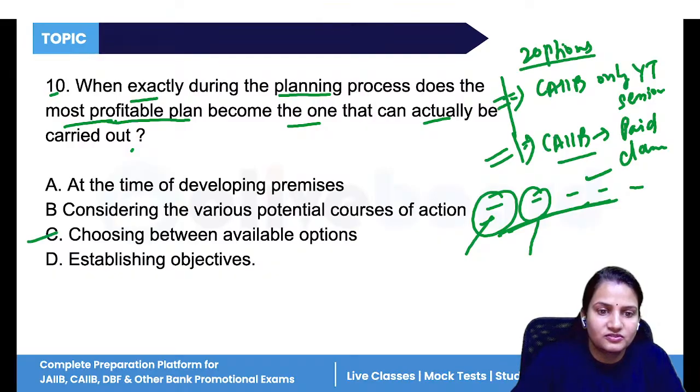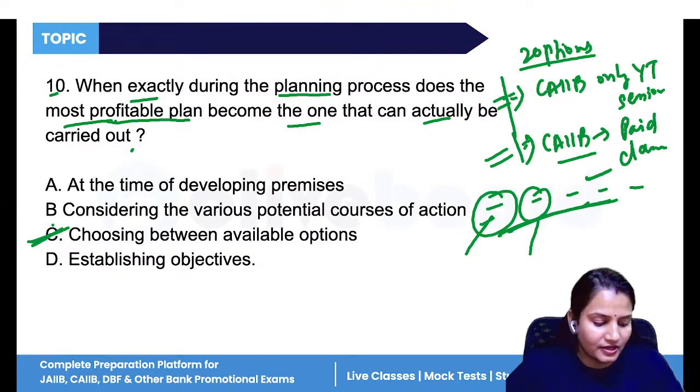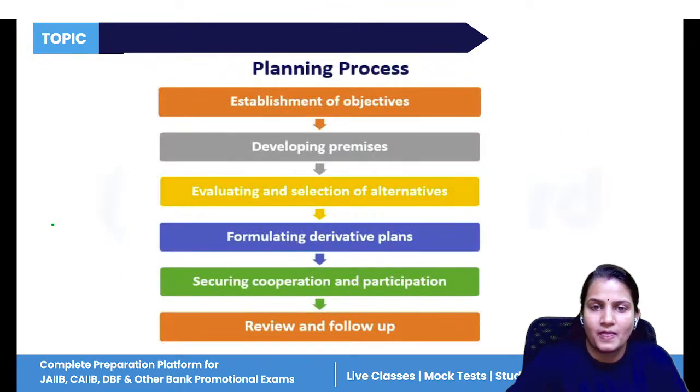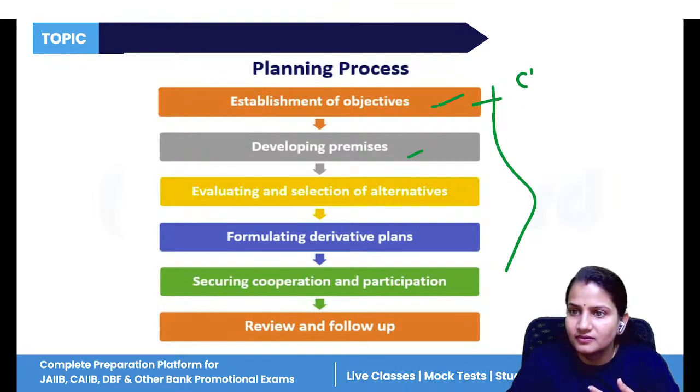That is when you will choose between available options, then only you can come to a conclusion. All right, understood this question? So this is the process of planning, establishment of objectives, developing premises. So first we will establish our objectives. What is our objective? Our objective is that we have to clear the CAIIB exam in May, June 2026.